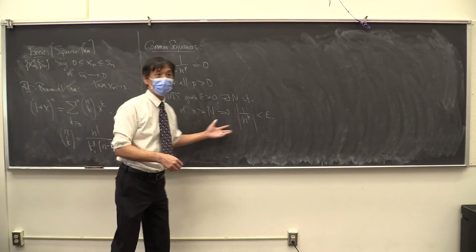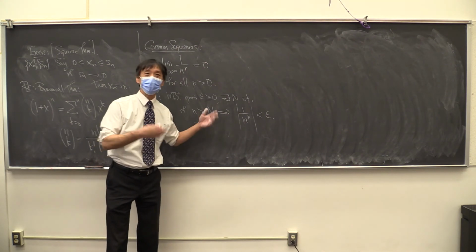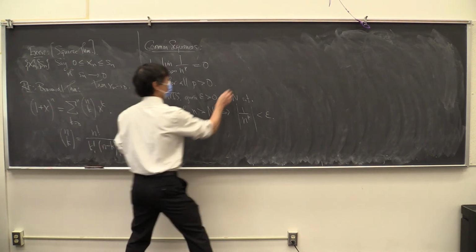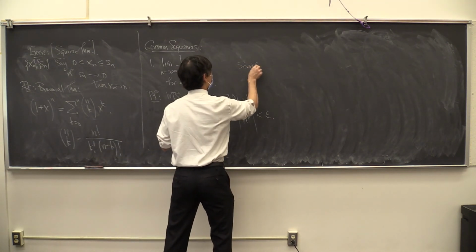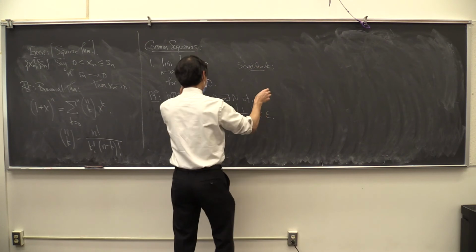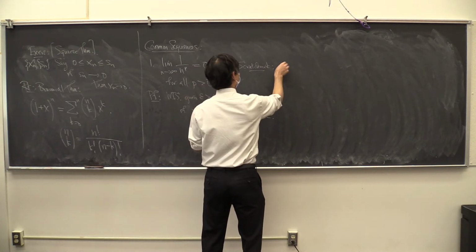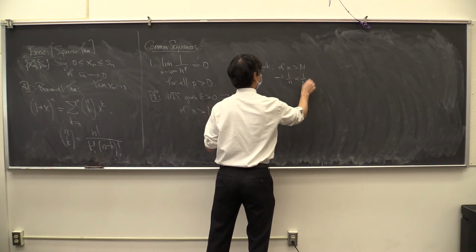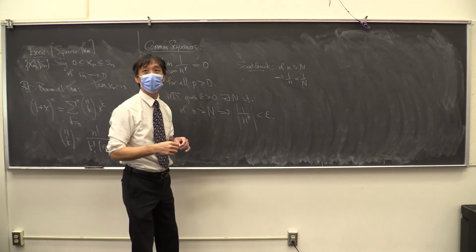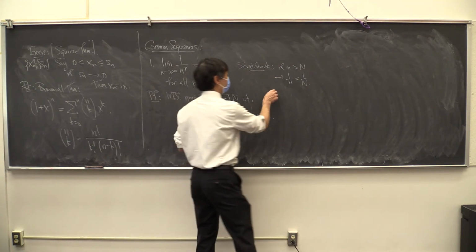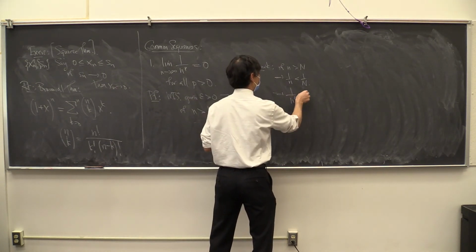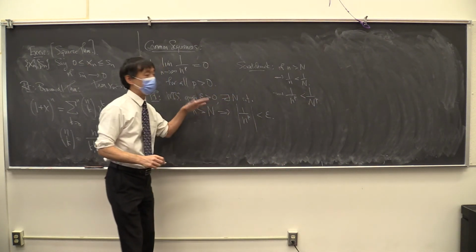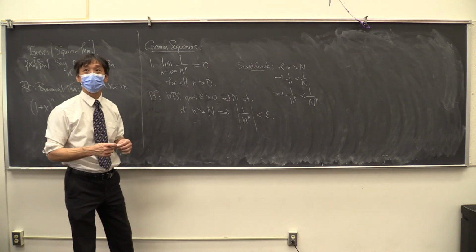Generally when you're doing this sort of thing, you do some scratch work. You think, okay, well, let's see. If n is bigger than capital N, then I know that 1 over n is smaller than 1 over a capital N. And 1 over little n to the p is smaller than 1 over capital N to the p, since 1 over x to the p is an increasing function.